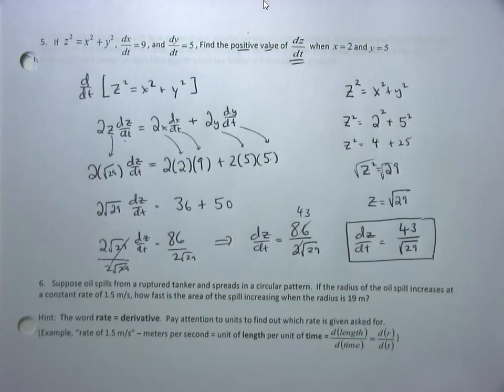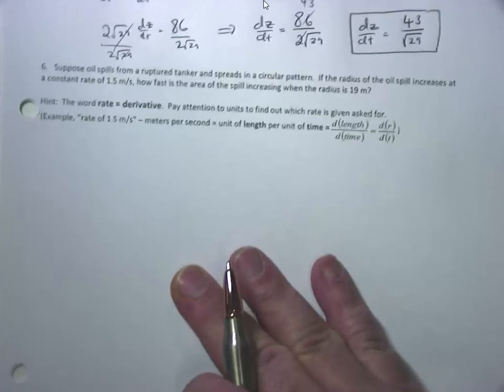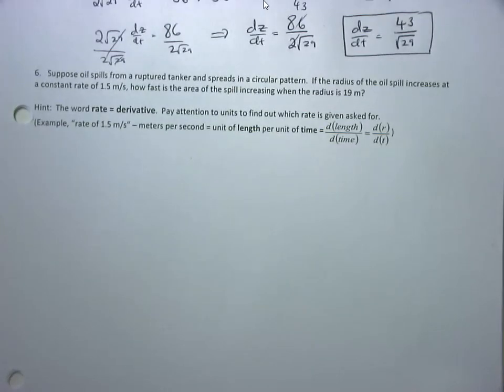So let's do our first word problem here. Suppose oil spills from a ruptured tanker and spreads in a circular pattern. The radius of the oil spill increases at a constant rate of 1.5 meters per second. How fast is the area of the spill increasing when the radius is 19 meters? That's all you got.